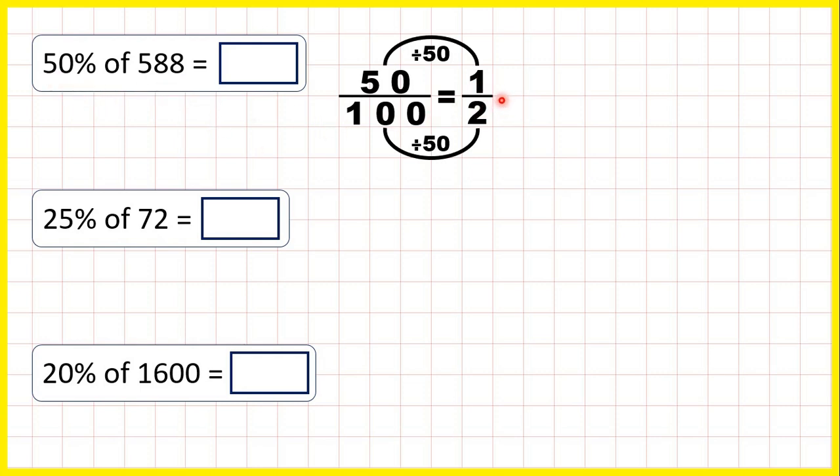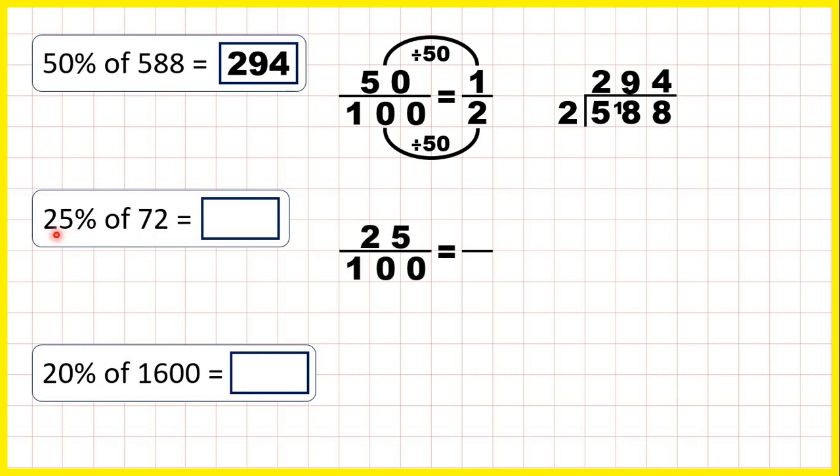So to find 1/2, we can divide our number by 2. 5 divided by 2 is 2 remainder 1, 18 divided by 2 is 9, and 8 divided by 2 is 4. So 50% of 588 is 294. Now we need to find 25%, but we can simplify 25 hundredths.